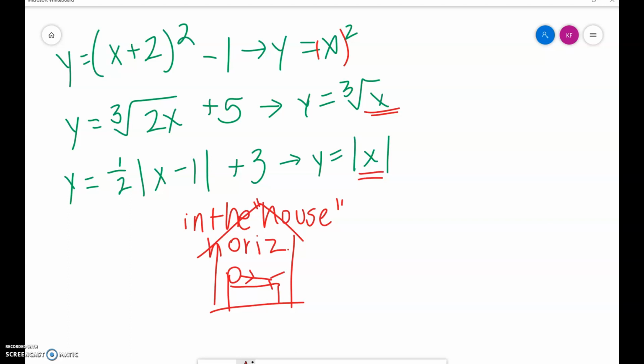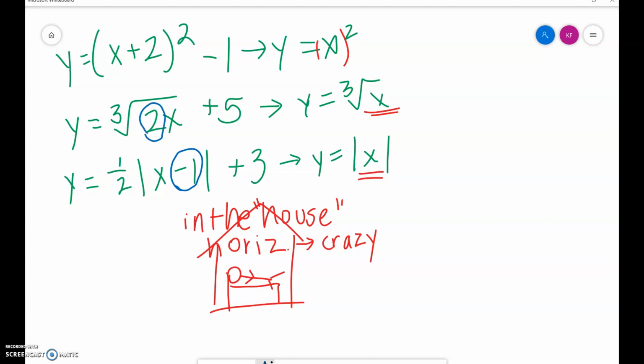And horizontal things are crazy in the sense of they are not what your mind would think. So, for example, this minus 1 here is in the house. You would think that a negative would shift you if you're moving horizontally, which is either left or right. You would think that it would shift you left 1, but because it's crazy, it's going to actually move you right 1.